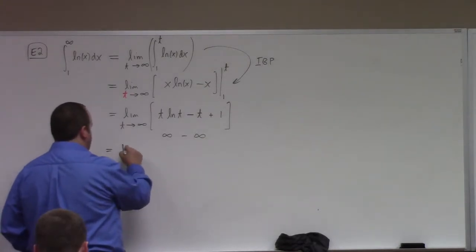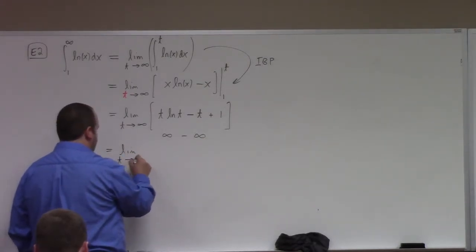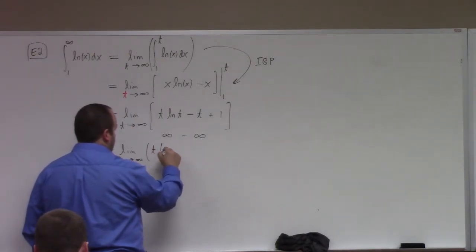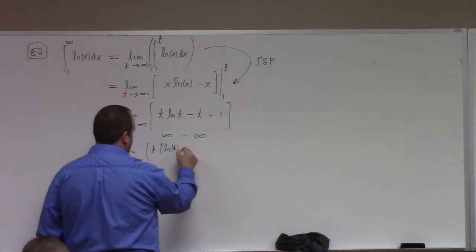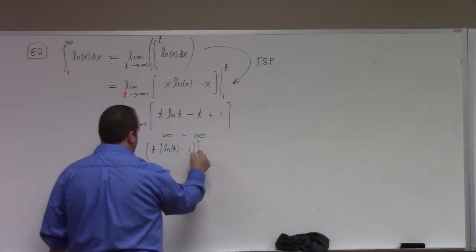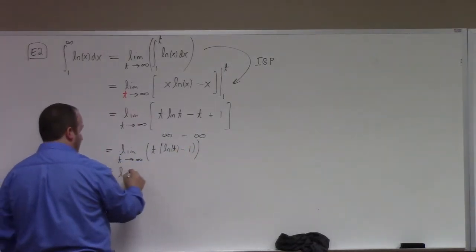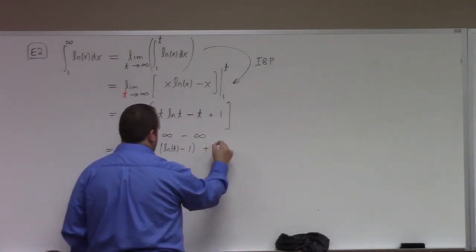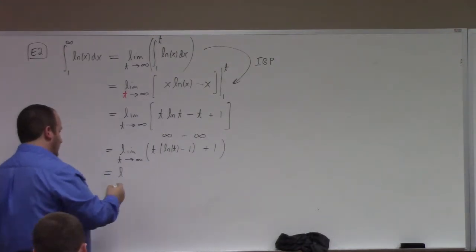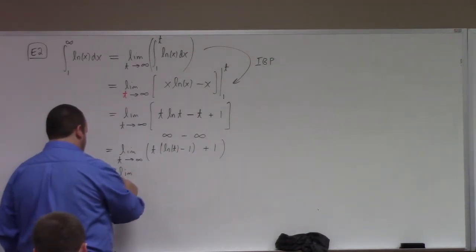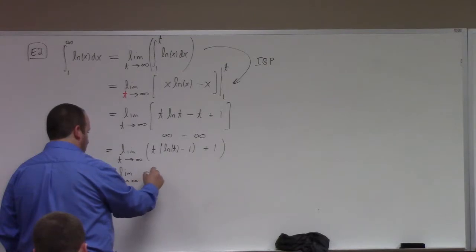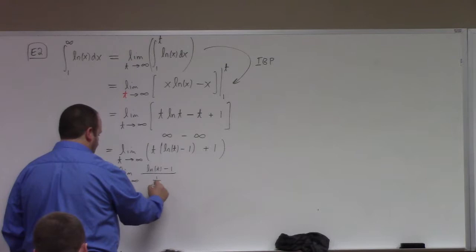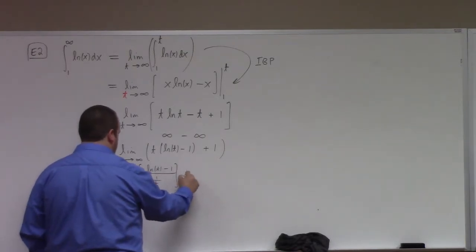We can rewrite this. We can factor one of those infinities out, can't we? This is t times the natural log of t minus 1, right? Which, oh, I'm sorry, plus 1, right? And so that should be the limit as t goes to infinity of natural log of t minus 1 over 1 over t, plus 1.